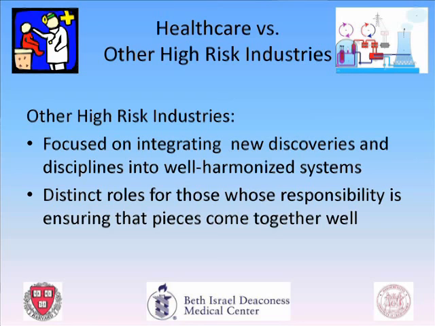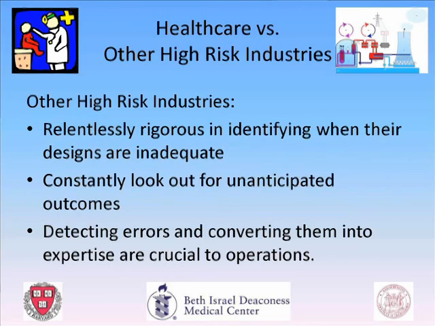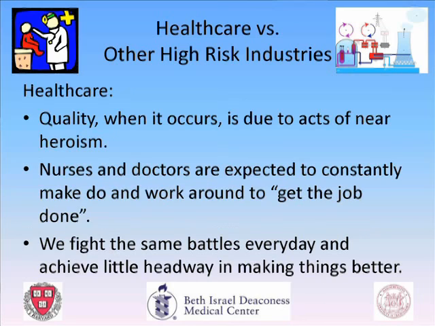On the other hand, other high-risk industries hire people who are focused on integrating new discoveries and disciplines into well-harmonized systems. They have distinct roles, and those people's responsibility is ensuring that the pieces come together well. The same people would be rigorous in identifying when the design is inadequate. They're constantly looking out for unanticipated outcomes. They actually are excited when they see errors, because an error is an opportunity to improve the design. So they detect errors and convert them into expertise. And these are crucial to safe operations.